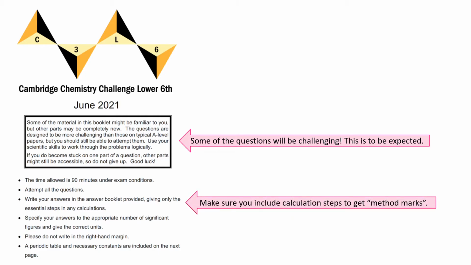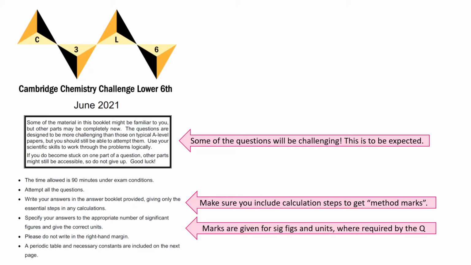When you do calculations, make sure you include the steps just in case you get the wrong answer at the end. That's good general advice for any exam because often you get method marks for trying the correct steps along the way, even if the final answer isn't quite correct. Marks are given for significant figures and units where it says appropriate number of significant figures. It's the same idea as you'd have in a normal exam. You look at the least sensitive number of sig figs in the data that's provided in the question and use that as a guide.